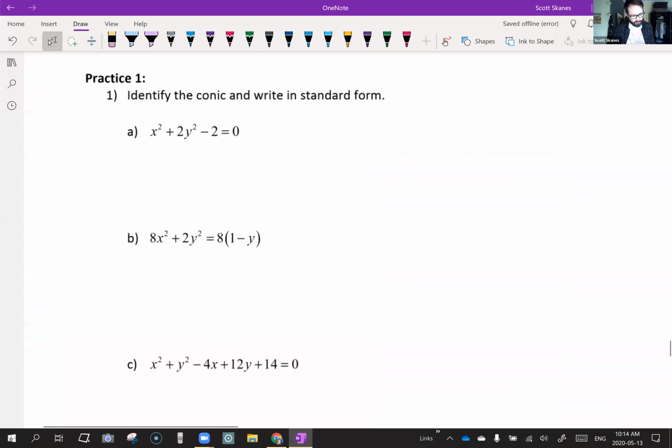Okay, let's go ahead and do this. I'd like you to do more work than I'm doing now. So identify the conic. Is it a circle, parabola, ellipse, or hyperbola? And write it in standard form, which it clearly is not so far.